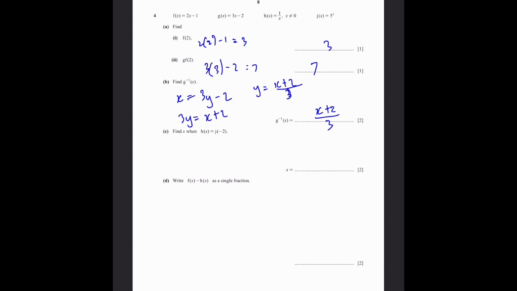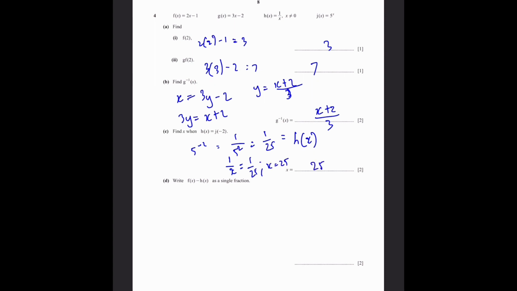C. Find x when h of x equals j of negative 2. So j of negative 2 equals 5 to the power negative 2, which is equal to 1 by 5 squared, which is equal to 1 by 25. That's equal to h of x. That means 1 by x equals 1 by 25. x equals 25.